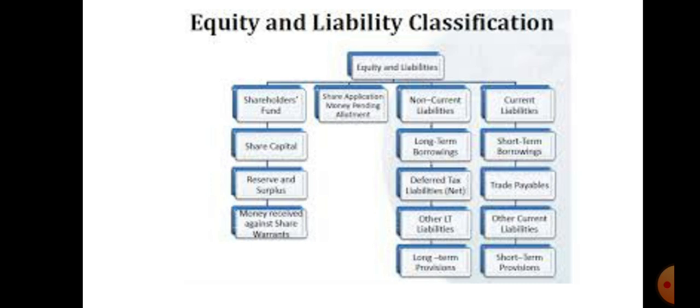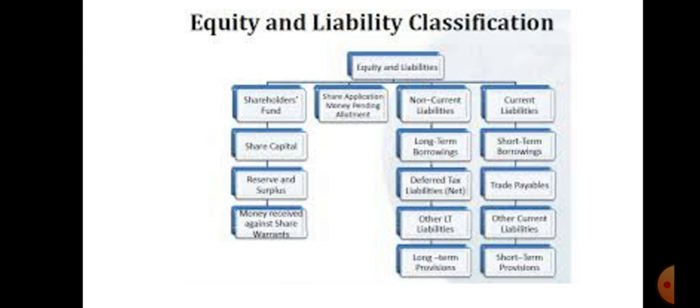Fixed assets mainly can be tangible assets like land, building, plant, machinery, vehicles, furniture, fixtures and equipments, and intangibles like goodwill, copyright, trademarks, patents, etc. And the capital work in progress, which refers to fixed assets under construction or installation.